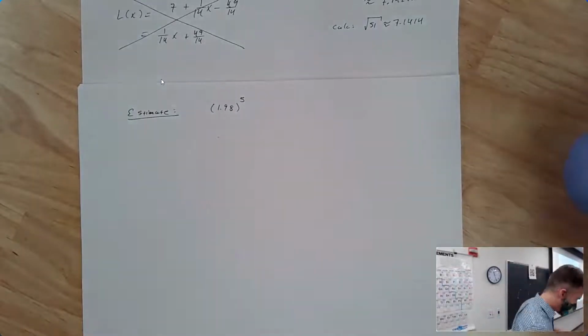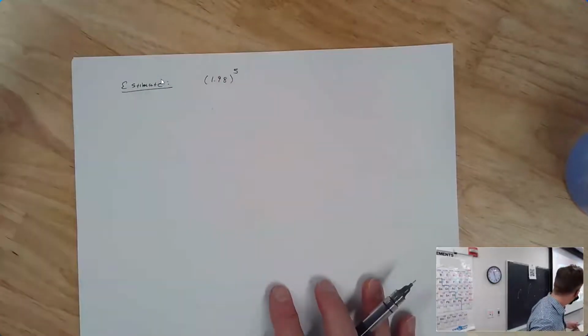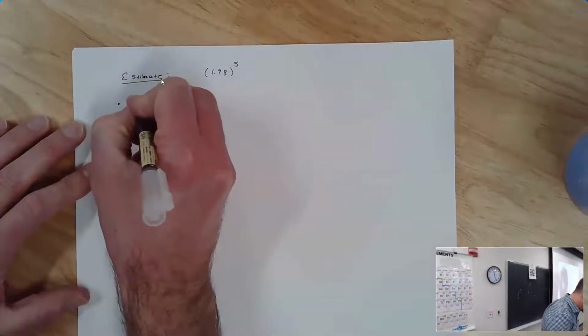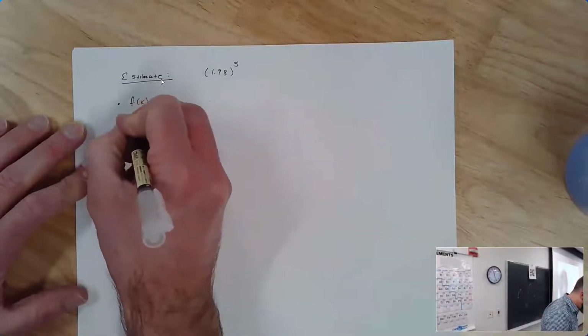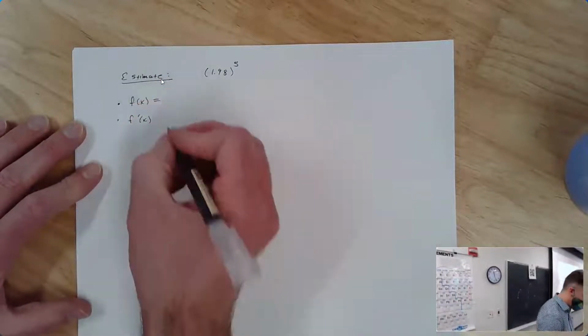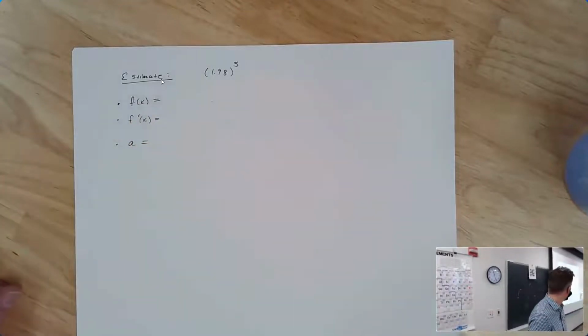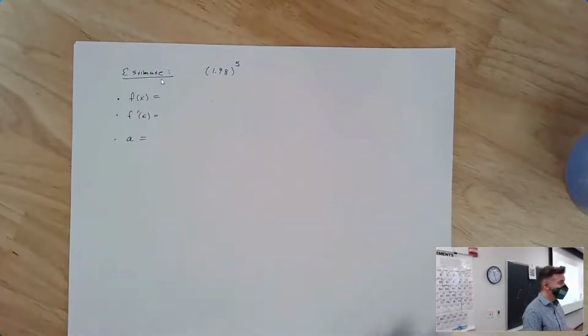So how are we going to do this? Well, we need to identify three things, really two things, but I like to say three. We need to figure out what our function is, and then find the derivative. And then we also need to find the nice a value we're going to plug in.